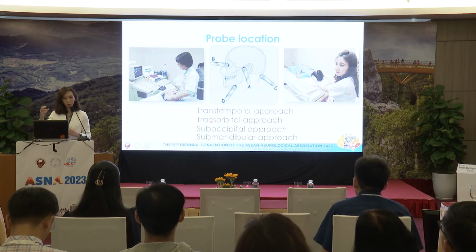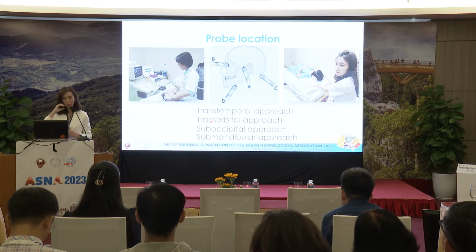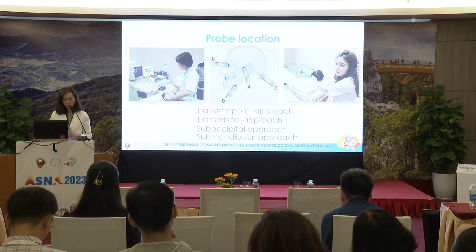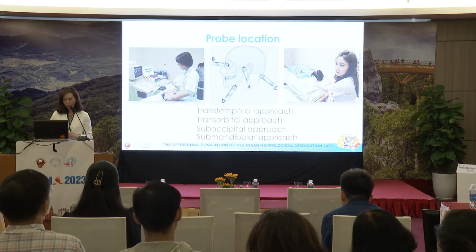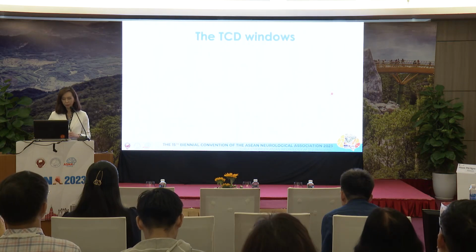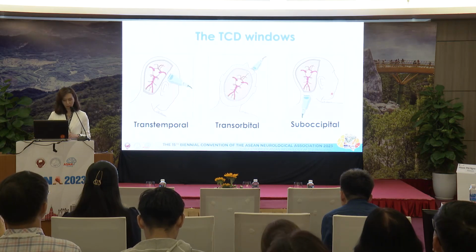Anyway, so these are the 3 common areas that we would insonate the vessels: the transtemporal, the orbital, and then the suboccipital or transforamen magnum, which is the same area. So this is where we usually do the TCD, sitting at the one end of the bed and trying to do the TCD exam. So these are the 3 windows that are normally done.